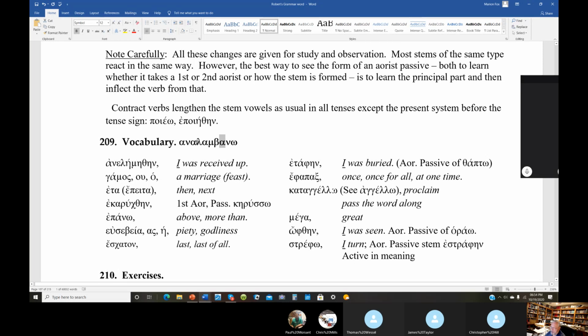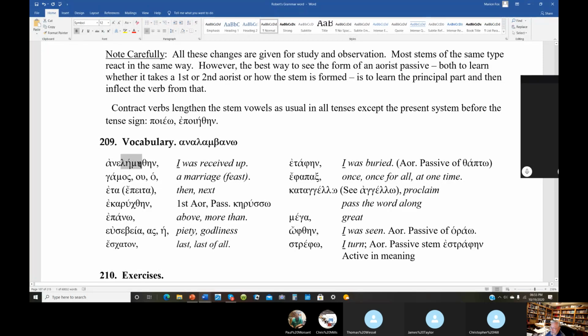So we're going to put our augment right here. The alpha becomes an epsilon, goes after the preposition. Remember that, that's where it goes. And then your lambano. Now remember, lambano does what? The alpha and mu reverse places. I'll keep that in mind here. So that's a problem. And so we have this lambano.